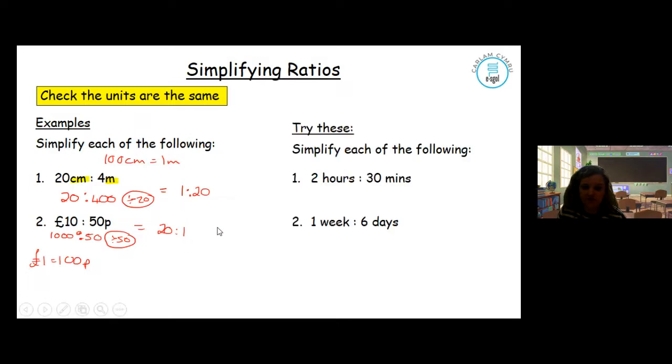Okay. Right then, you try the ones on the right-hand side, please. In a few seconds, I'll start going through them. Pause the video if you've got time.